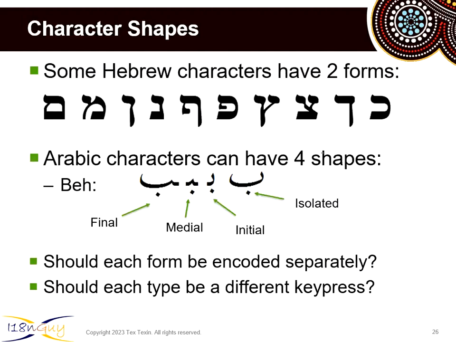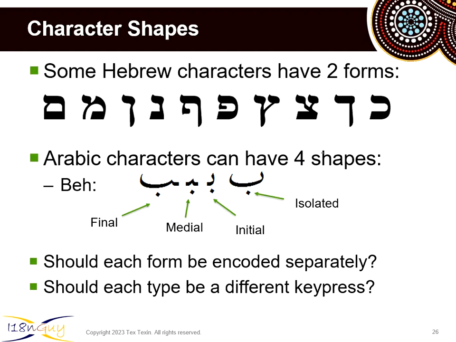Now, I'll ask you a couple more questions. Here we have Hebrew characters. Each of these characters has two forms. So what you're seeing here are pairs of characters. So you have the letter kaf, and then you have this other kaf, which is called final. It's used at the end of words. The same thing for these other characters, right through to the mem, which is drawn differently when it's the last character in a word.